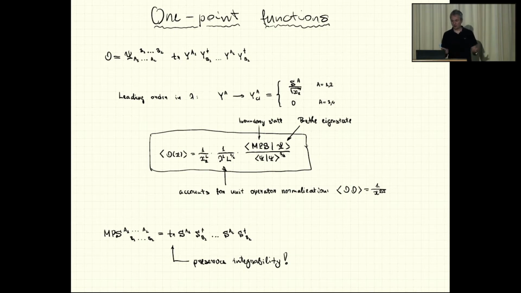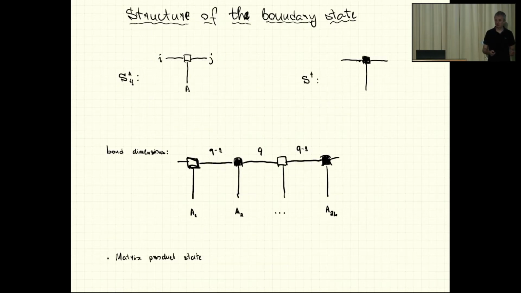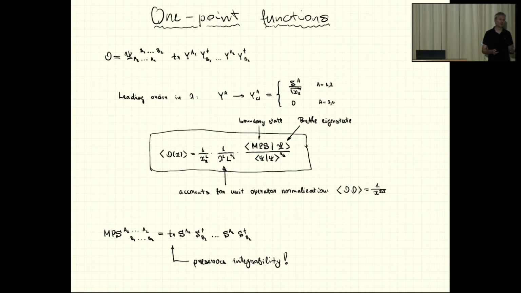So to compute the one-point function, we just substitute the classical fields for the field operators. This way, the one-point function will be expressed as an overlap of some boundary state in the spin chain and the Bethe eigenstate that describes the operator. And this boundary state turns out to be very special in that it also preserves integrability. So let me explain how this state looks and what it means for a state in a spin chain to preserve integrability.